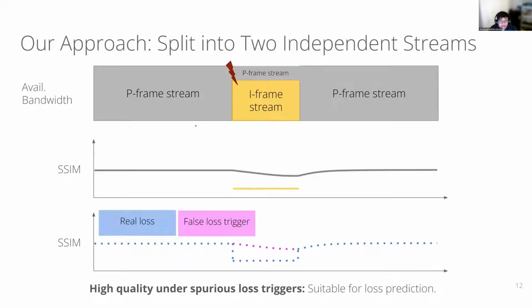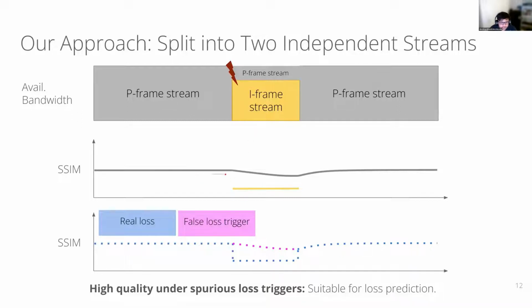So in this slide, we have a high-level description of Prism's core design. Originally, you again have your p-frame stream where the video quality is high, at steady state video quality. Once you have a packet loss, Prism transmits two separate video streams. It continues the original p-frame stream at a very low bitrate, and it uses the additional available bandwidth to transmit a secondary iframe stream. So what's the benefit of this approach?